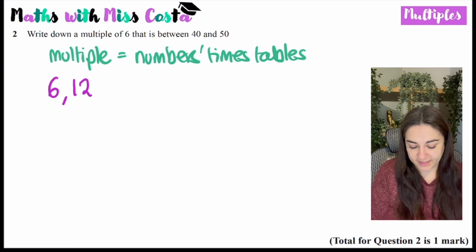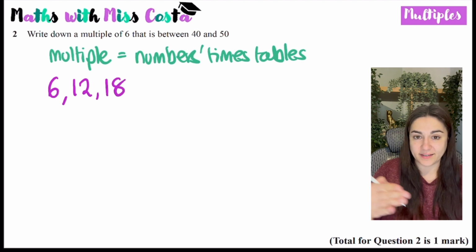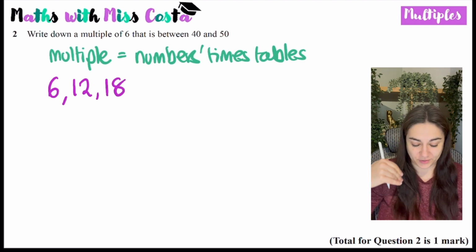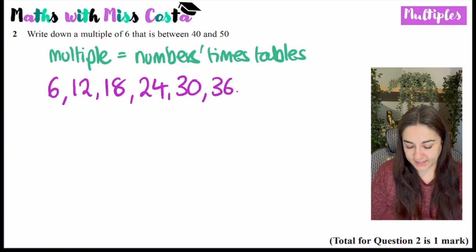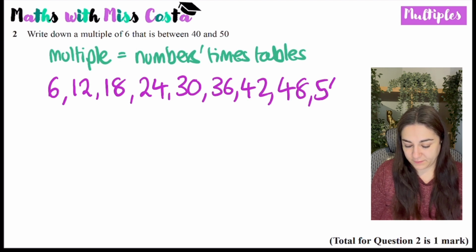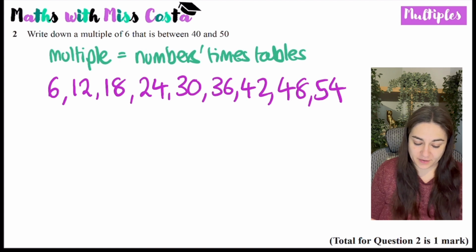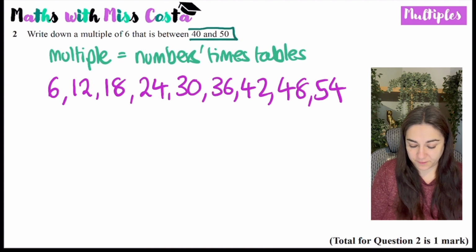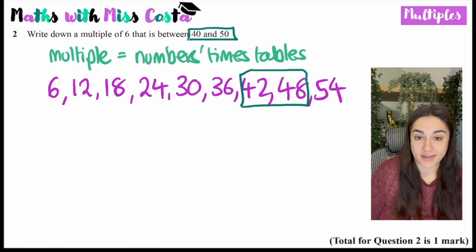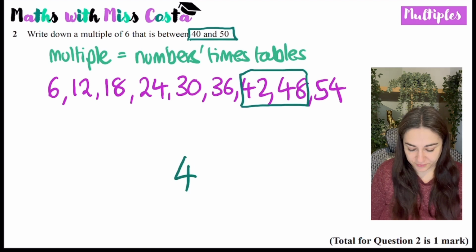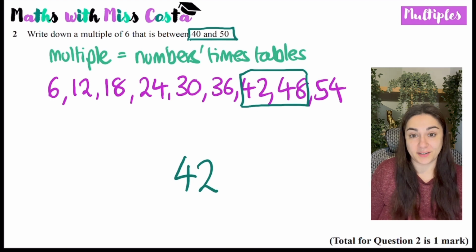So you've got 6, 12, 18, and the way to find the 6 times tables is you just add 6 each time. So 6, 12, 18, 24, 30, 36, 42, 48, and then 54. And now it's asking you to write down a multiple that is between 40 and 50. So the ones that are between 40 and 50 would be either 42 or 48. So you just need to write one of those, and that's all you need.